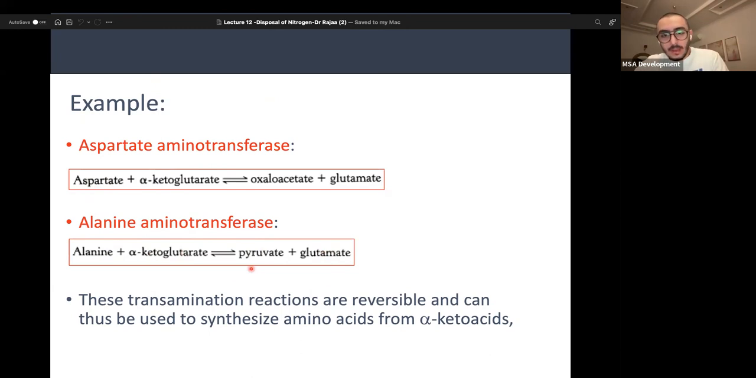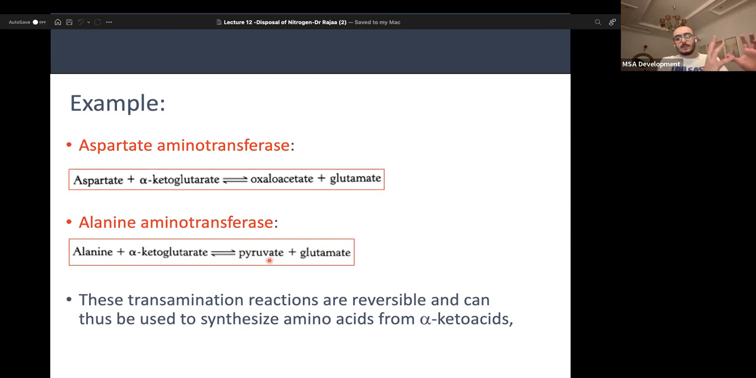Yes, this is it. Glutamate now has the alpha amino group, which is toxic and will be gotten rid of, and I'll explain how in a bit. The other part is the alpha keto acid, which is used as a metabolic intermediate or a form of ATP that your body can deal with. And pyruvate is actually a precursor to ATP that your body can deal with.